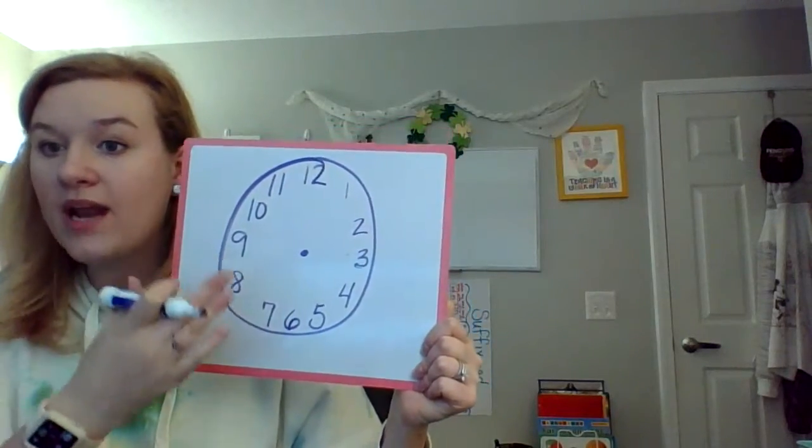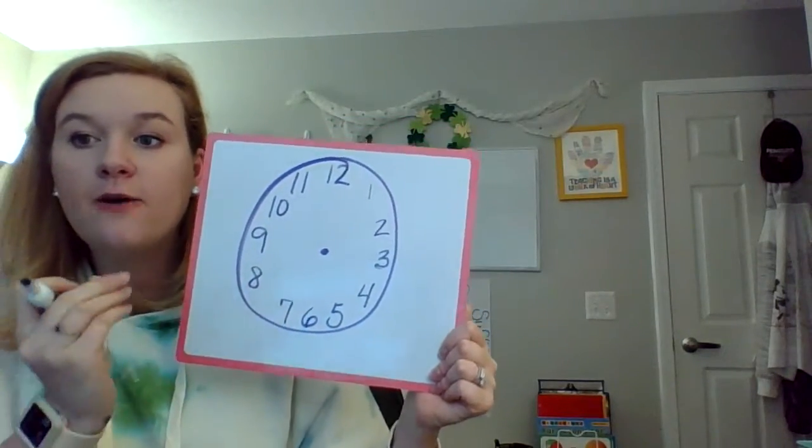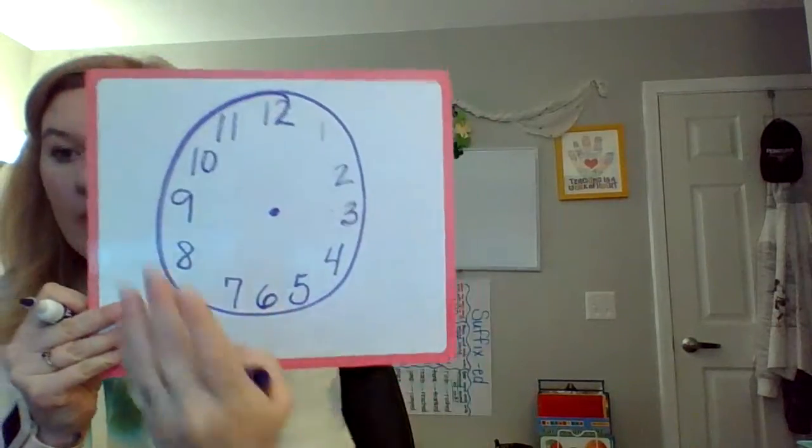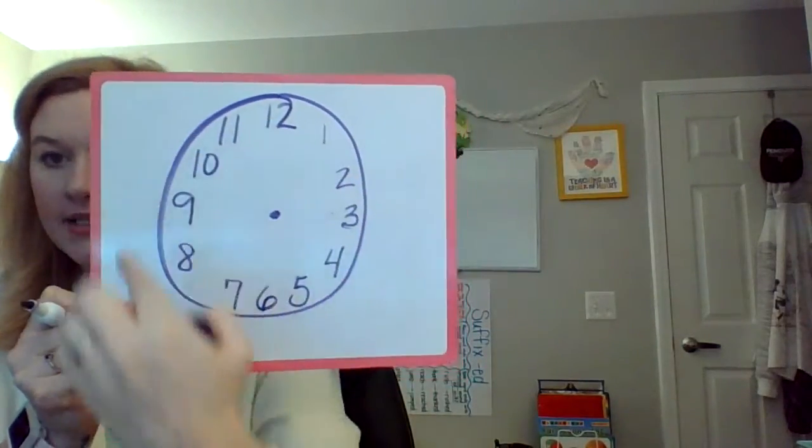So this is another way to practice with time. So for example, this is your clock, and you want to make sure you don't erase your actual clock part. You want to try and keep your clock part intact. Let me grab another board.